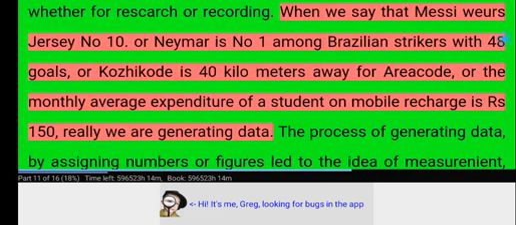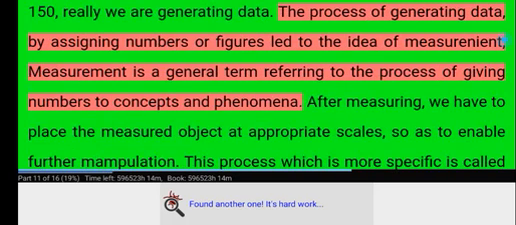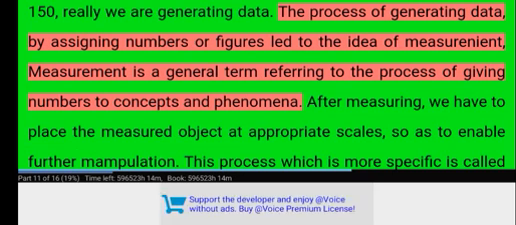When we say that Messi wears jersey number 10, or Neymar is number 1 among Brazilian strikers with 48 goals, or Kozhikode is 40 kilometers away for area code, or the monthly average expenditure of a student on mobile recharge is 150 rupees, really we are generating data. The process of generating data, by assigning numbers or figures, led to the idea of measuring it. Measurement is a general term referring to the process of giving numbers to concepts and phenomena.